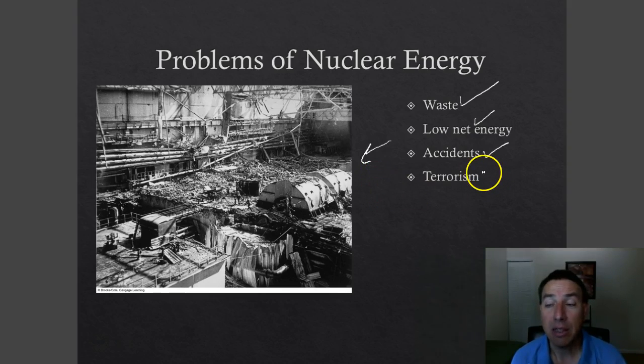And then the last thing that we're really worried about, especially since the attacks in 2001 on the United States, is terrorism. We do not want terrorists to get a hold of nuclear material. And so because of this, nuclear energy has really started to drop off because we were very afraid that there's going to be some kind of terrorist act using nuclear waste of some sort. And so these are some of the problems with nuclear energy.